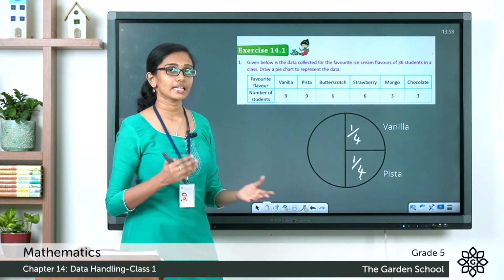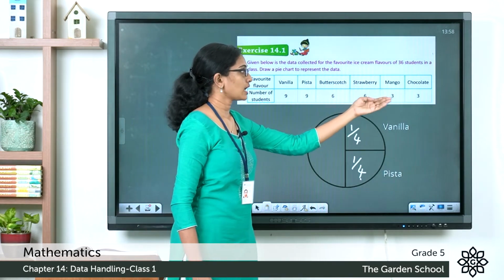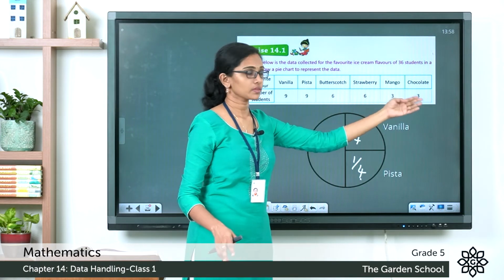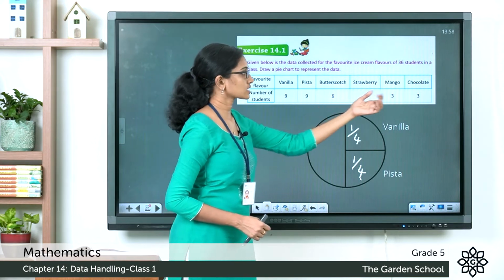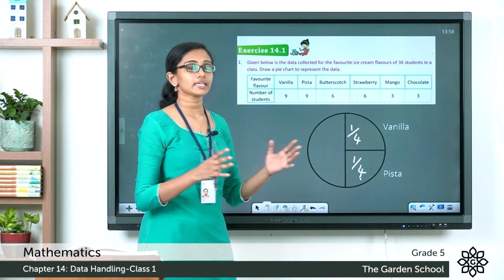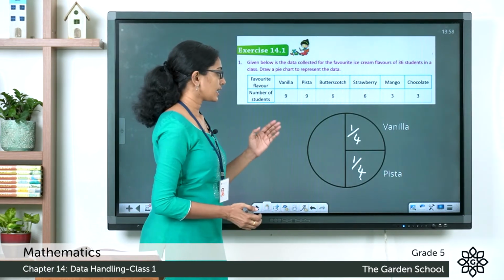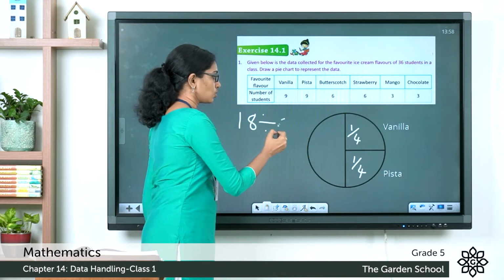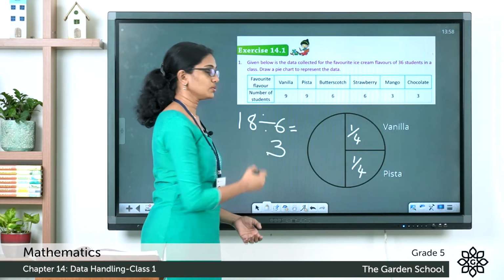Out of this remaining 18 students, 6 students like strawberry and the remaining 6, which is again divided into 3 and 3, like either mango or chocolate. So it is 6, 6, together 6. So the remaining 18 students we can divide into groups of 6 each. Let's see, how can we divide 18 into groups of 6? That is, we have to divide that into 3.